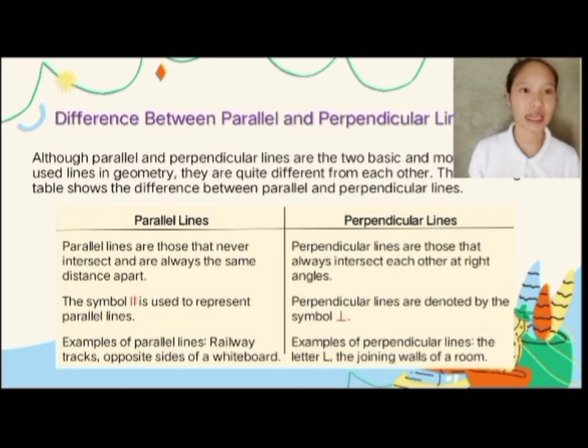While perpendicular lines are those that always intersect each other at a right angle or measure a 90-degree angle.